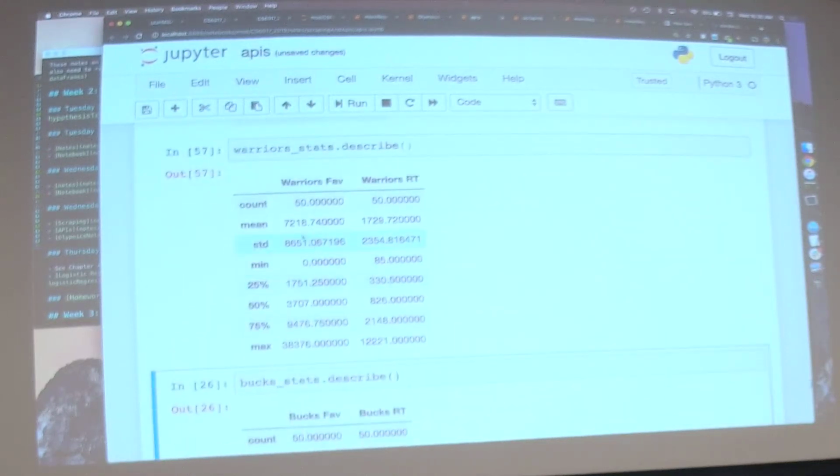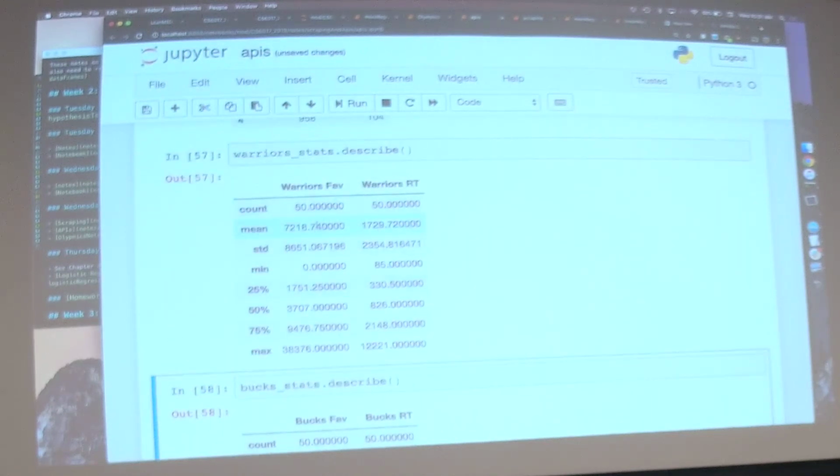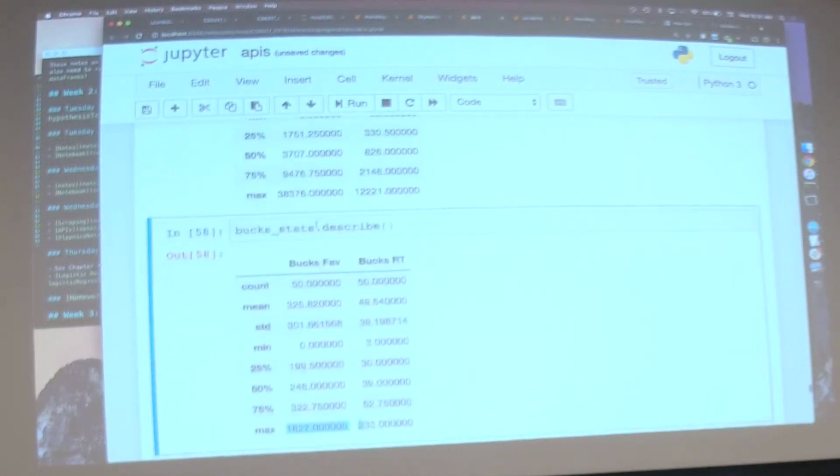And that is insane to me that the average tweet gets 7,000 hearts. And the 38,000 like tweet, that's pretty impressive. And that must have been, I think we're only looking at 50 of them, so probably within the last couple of days. The Bucks, less so. Their max tweet is substantially less than the average in terms of faves.